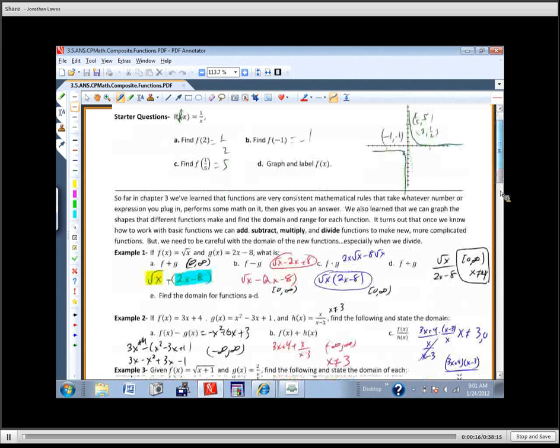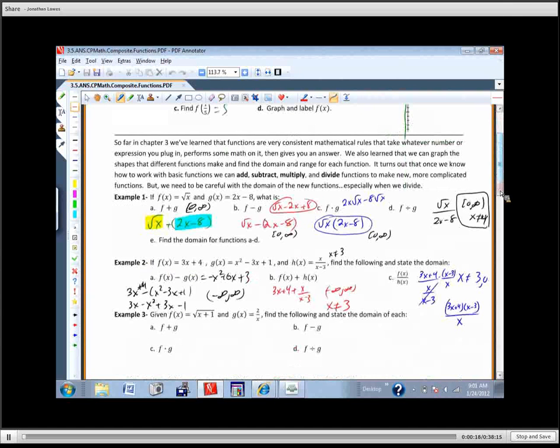and we worked with a couple functions, and we added, subtracted, multiplied, and divided them, and we were talking about domain issues. So this example here, we've got this simple function like the square root. And this simple function, 2x minus 8, just a regular old linear function, and we added, subtracted, multiplied, and divided those. Talked about the domain for each one, and then we talked about these guys right here. So a little more complicated functions, especially this one right here.